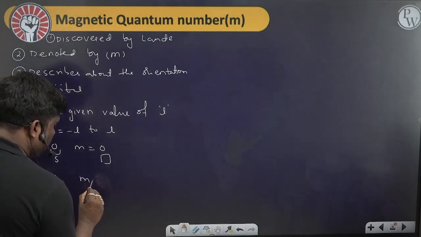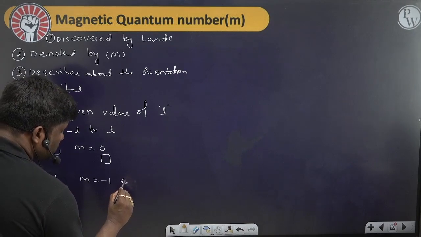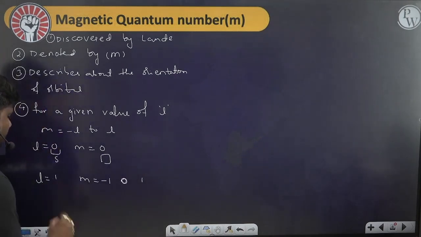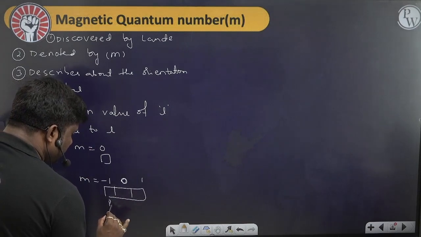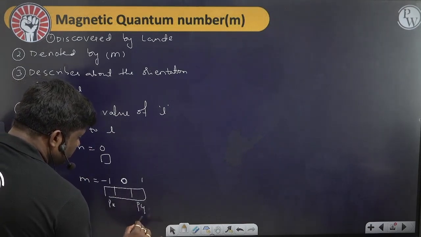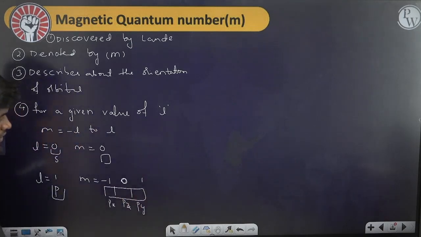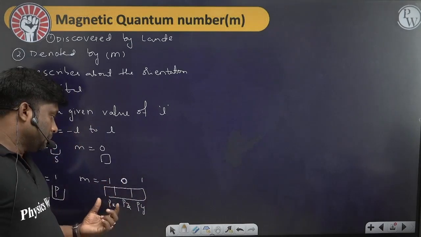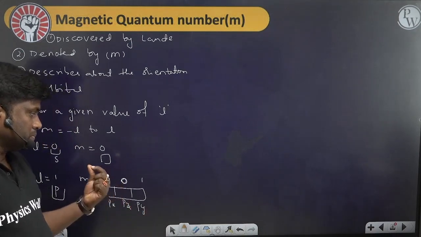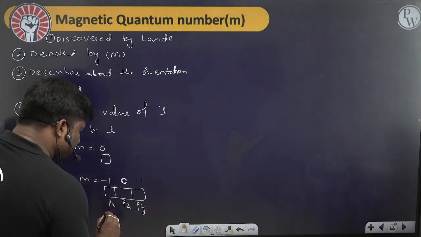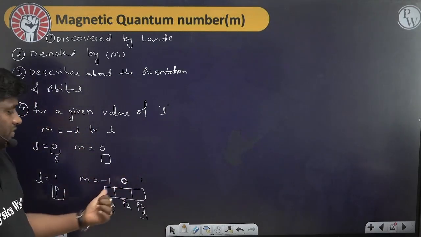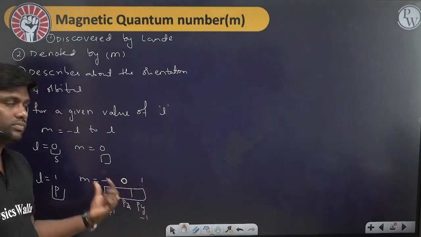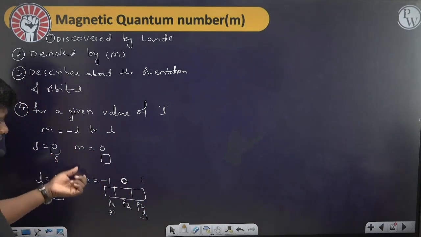See, if your L value is 1, the m values will be minus 1, 0, plus 1. L value 1 means the p orbital. How many orbitals are in the p subshell? 3: px, py and pz. 0 we indicate as pz. Px can be minus 1, py plus 1, or you can also change it: px plus 1, py minus 1. You can write any of these values for px and py. pz is 0.